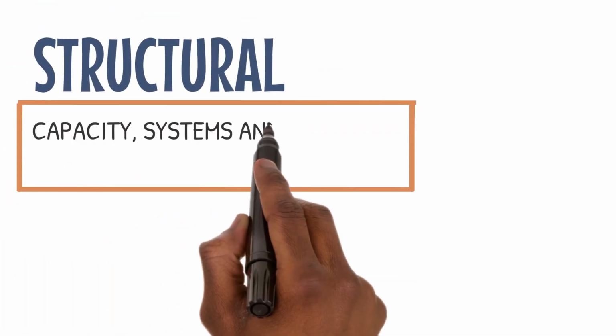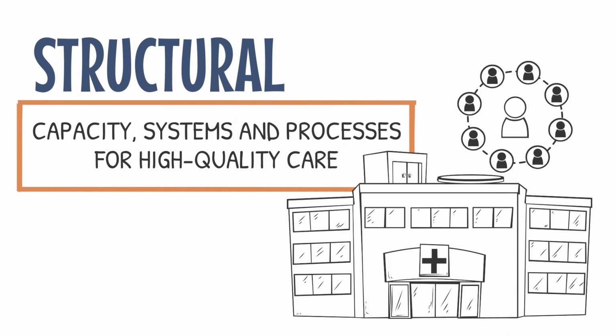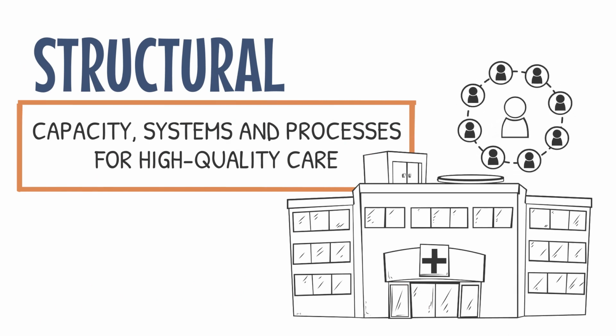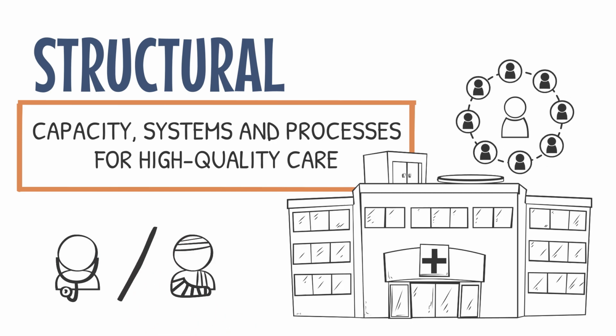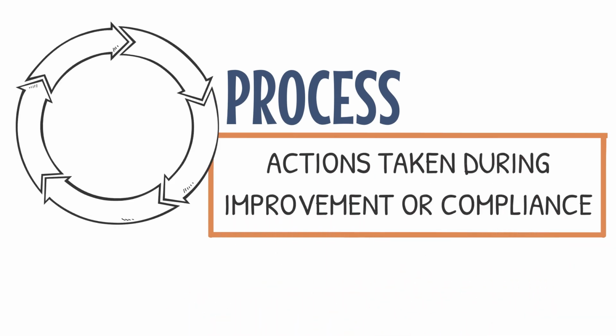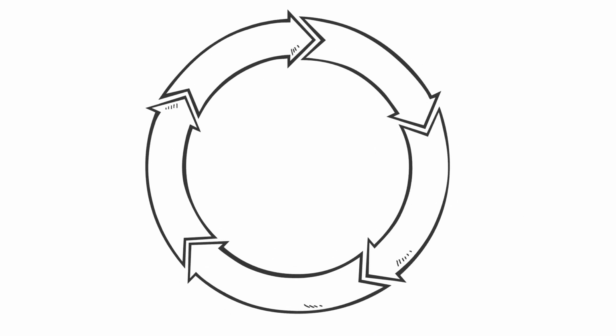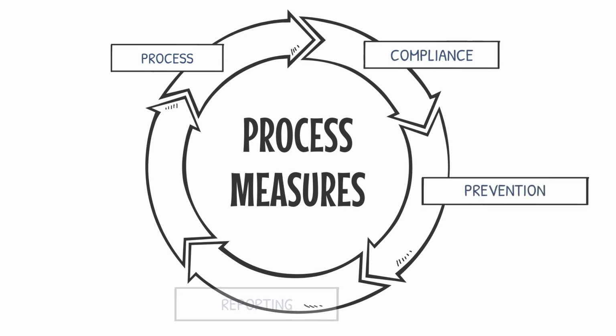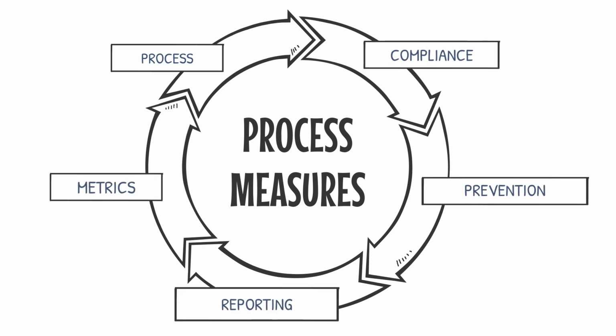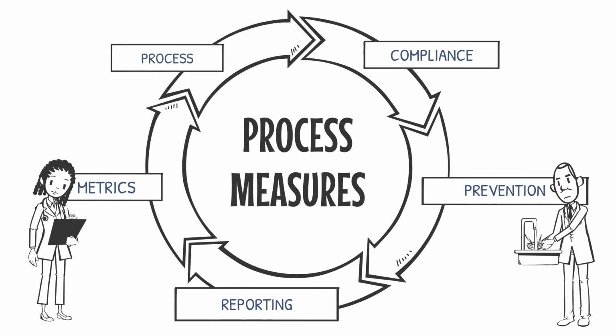Structural measures give patients the understanding of the healthcare capacity, systems, and processes to provide high-quality care. For example, the ratio of providers to patients. Process measures measure specific actions taken during the improvement process, or compliance with generally accepted recommendations for clinical practice. For example, the percentage of people receiving preventive services such as mammograms or immunizations. These specific actions are measured in relation to larger outcome goals like detecting cancer early and prevention of the spread of infection or disease. Most healthcare quality measures used for hospital public reporting are process measures.